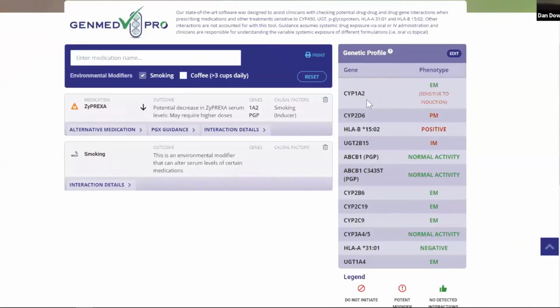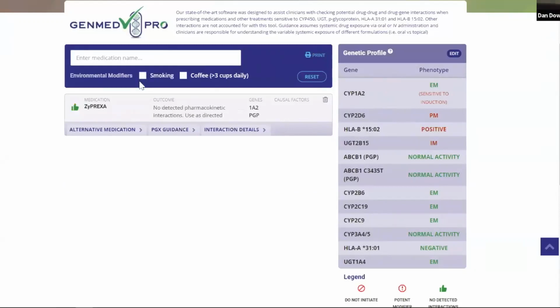Okay. So remember when I said to hold off on CYP1A2 before, I asked you to hold off because CYP1A2 is a bit of an unusual gene. Some of us have a genotype that sensitizes us to cigarette smoke, okay?